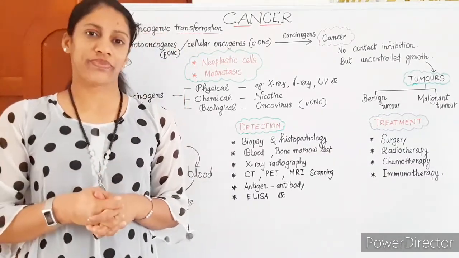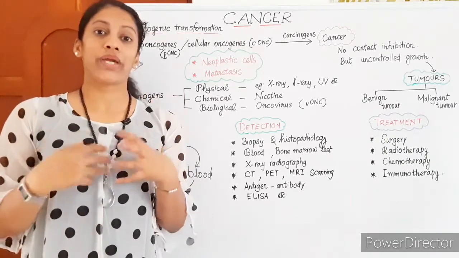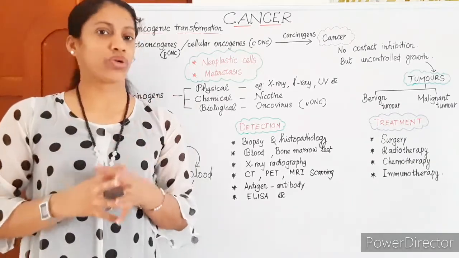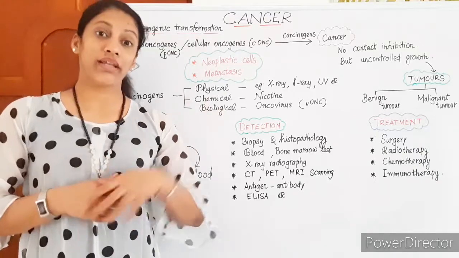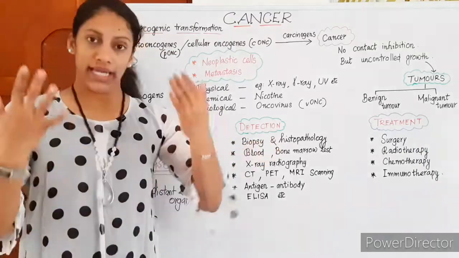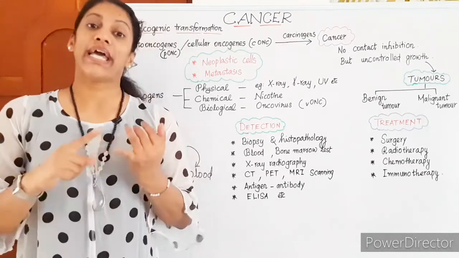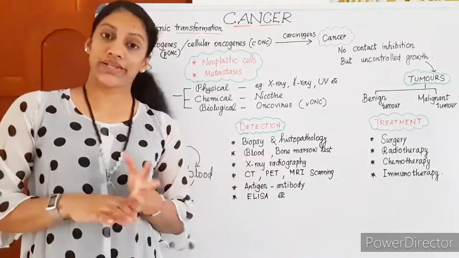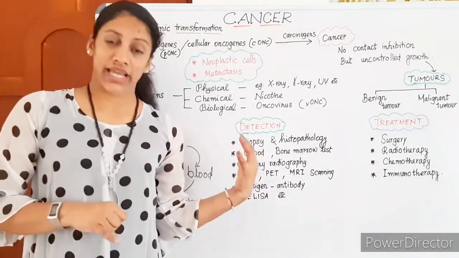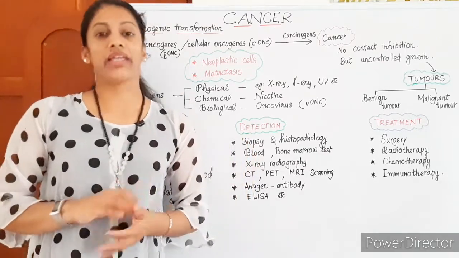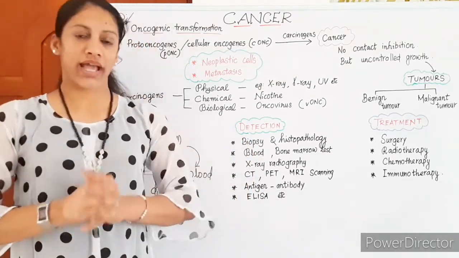How do we detect it? Usually you are familiar with endoscopy to locate the growth. Anyway, endoscopy is there, and the detection techniques for internal organ cancerous growth include X-ray radiography, CT scanning, MRI scanning, PET scanning, etc.